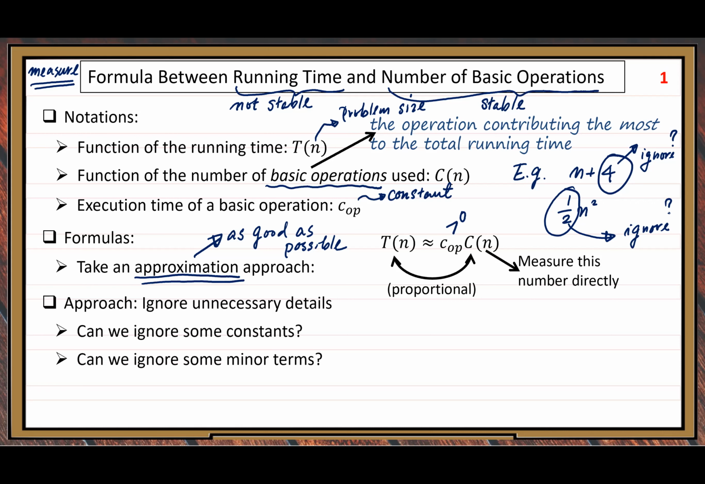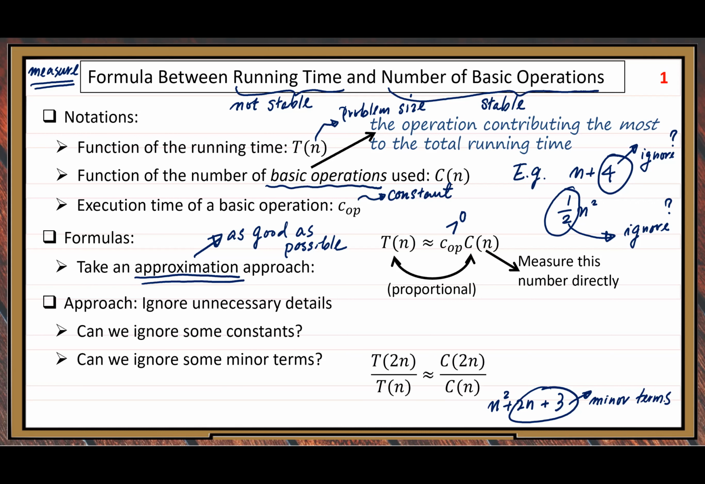Second, can we ignore some minor terms? If I show you one example, let's say n squared plus 2n plus 3. We refer to these terms as the minor terms. Can we ignore these minor terms?